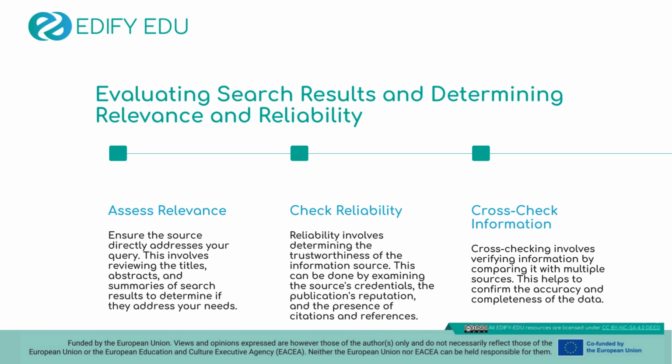Cross-checking information is another essential step. Verify the accuracy and completeness of the data by comparing it with multiple sources. This helps confirm that the information is correct and not an isolated or biased view. By following these steps, assessing relevance, checking reliability, and cross-checking information, you can determine the value and trustworthiness of your search results.